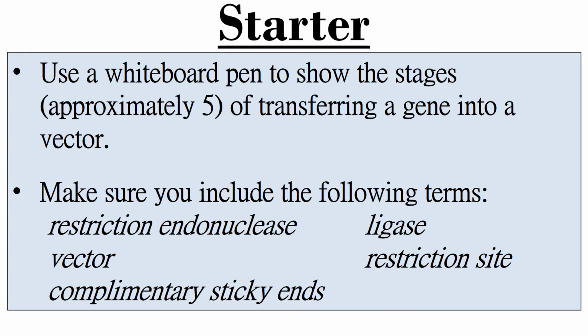So to begin with, I've said use a whiteboard pen, but whatever you think. So try to write it on a bit of paper, I suppose. So use a whiteboard pen to show the stages. I think I had 5, so maybe go for 5 as well. The 5 stages of transferring a gene into a vector, and some hints down here. Things you should mention are restriction endonuclease, ligase, vector, restriction site, and complementary sticky end. So press pause and have a go at that.